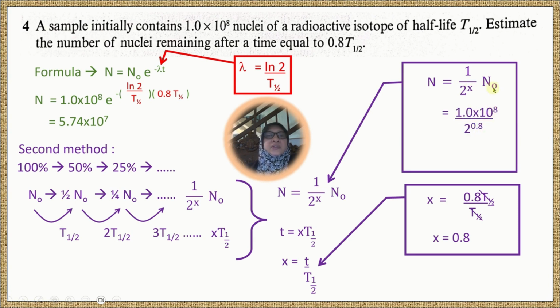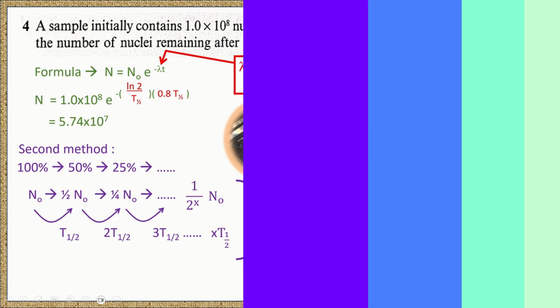The initial sample contains 1.0 times 10 to the power of 8 nuclei, and we get the answer 5.74 times 10 to the power of 7. So the same answer as if we use the other formula. Okay, so that's all for part 1.